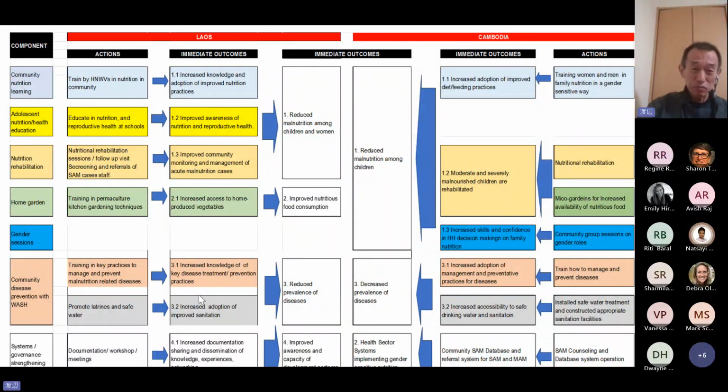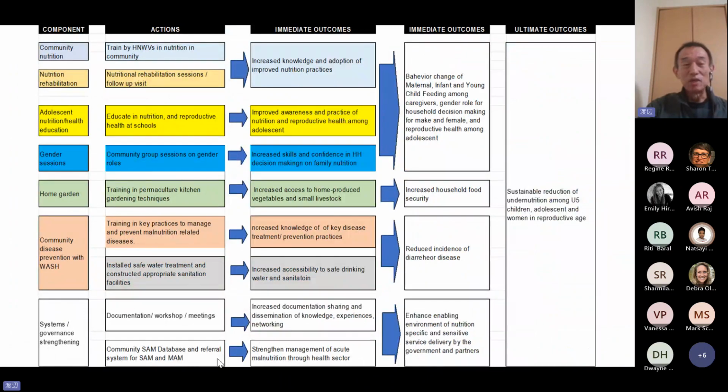So later on, in the recommendation, I consolidated the two countries' approaches so that it looks like this one. I'm not supposed to go into too much detail, but what you can see is the recommendation that I highlighted in the report.